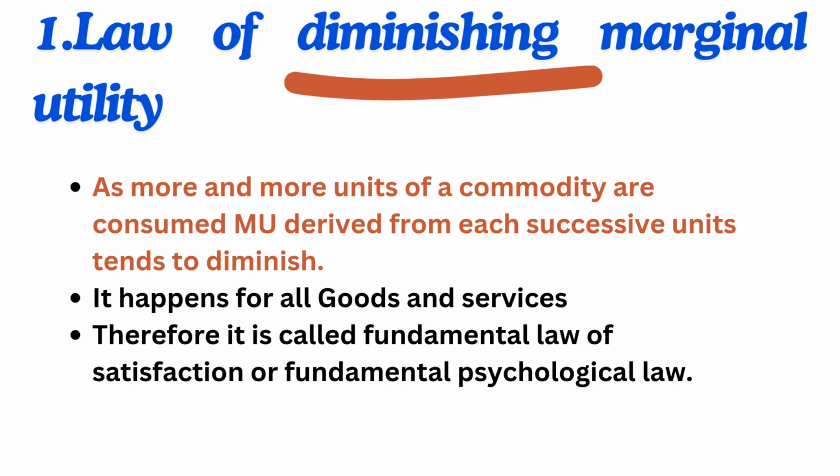For example, you are very hungry, so you have one roti. Then you have two rotis, and your hunger decreases. You have three rotis, and your hunger decreases more. Then you have four rotis, and your hunger decreases much further than with the first roti. After five rotis, you can no longer have any roti because your hunger is satisfied. So the decrease in hunger with each successive unit of roti is what defines the law of diminishing marginal utility.